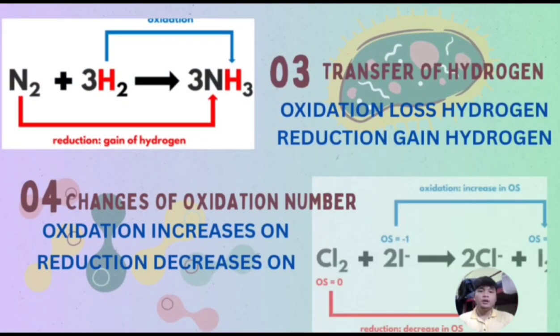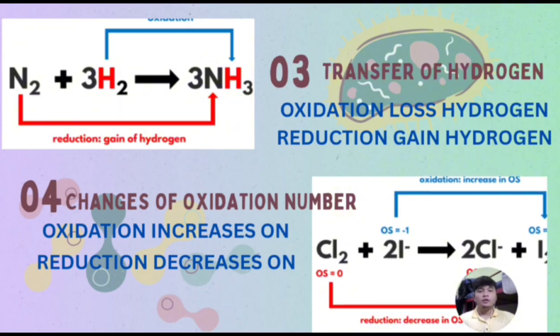Now I will explain the transfer of hydrogen. In hydrogen-based redox reactions, oxidation is the loss of hydrogen, while reduction is the gain of hydrogen. For example, nitrogen gains hydrogen, which is called reduction, but hydrogen is oxidized.